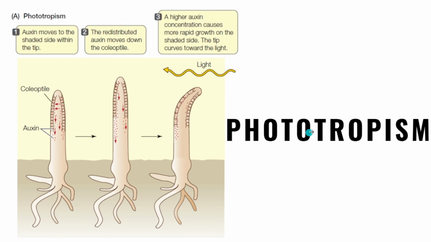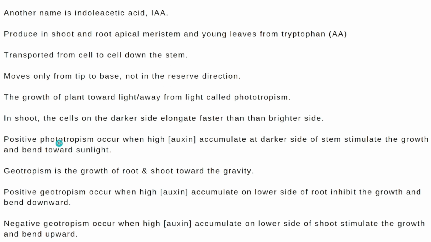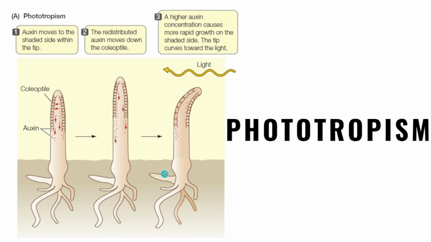So phototropism means that when you have the sunlight, your auxin normally is moved away from the sunlight. What is here, right? So the rapid growth is here. That's why I say auxin accumulates at the darker side of the stem, stimulates growth and bends toward the sunlight.